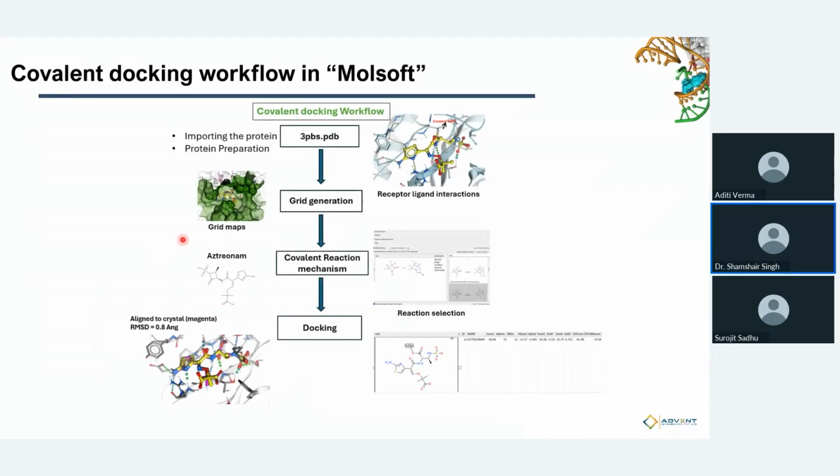So let's get back to the covalent docking workflow in MolSoft. How does this workflow go? In a typical way of docking, you import the protein, convert the protein, meaning prepare the protein into a suitable form, and then you select the ligand or generate a grid around it. Then you set up a reaction mechanism, select the reaction mechanism, and then dock the compound. This is how the complete workflow happens.